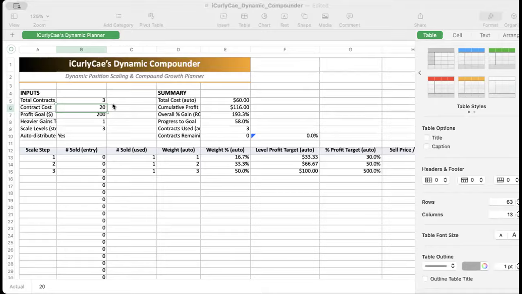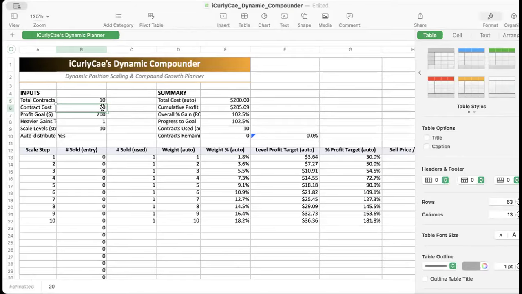So let's just say you were to purchase 10 contracts of something, and let's say those contracts cost you $50 each. Ten times 50 is going to show you your total cost over here. So that means you spent $500 on those contracts. But you decided that today you just need an extra $300. Let's just say that that's your profit goal. You need an extra $300.